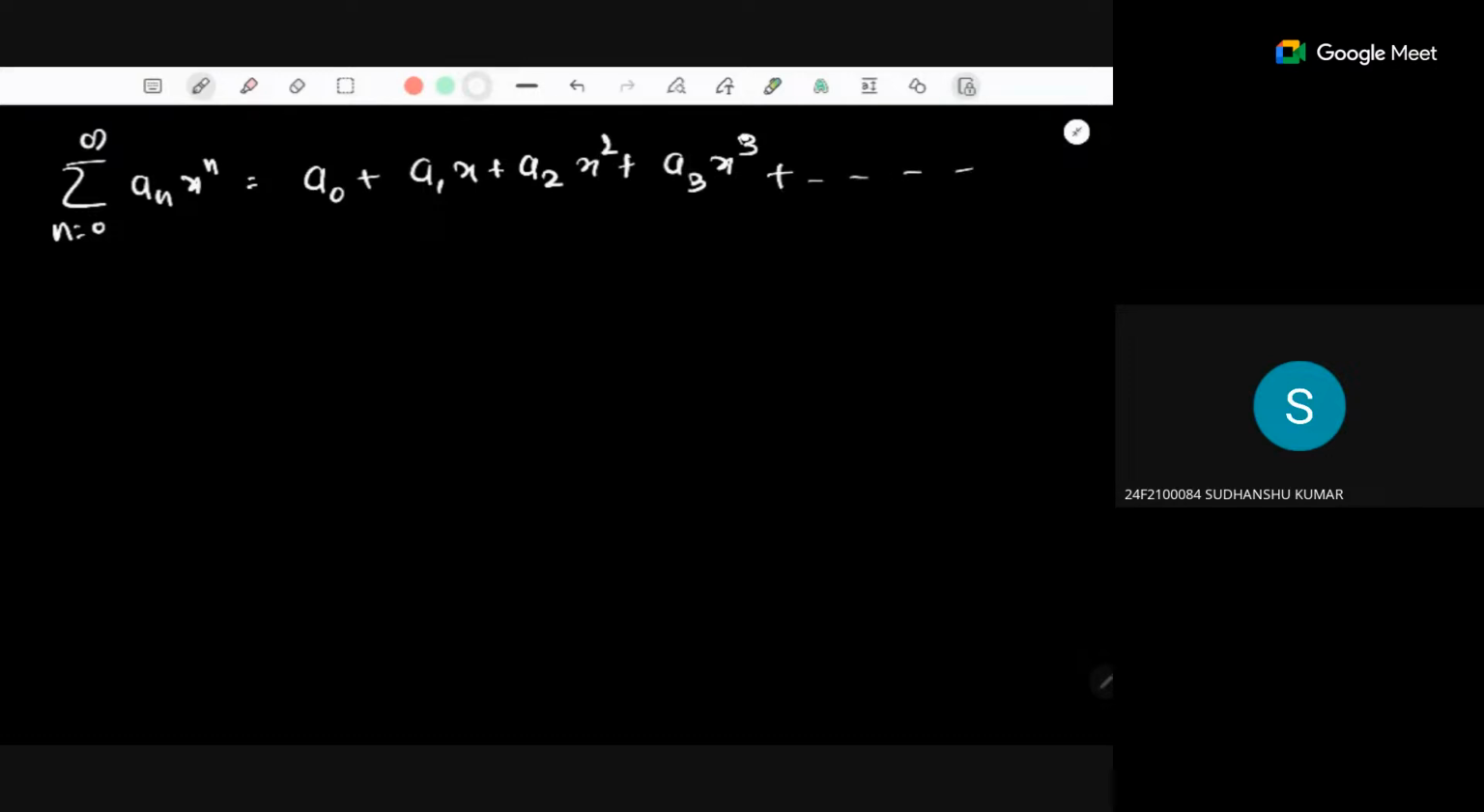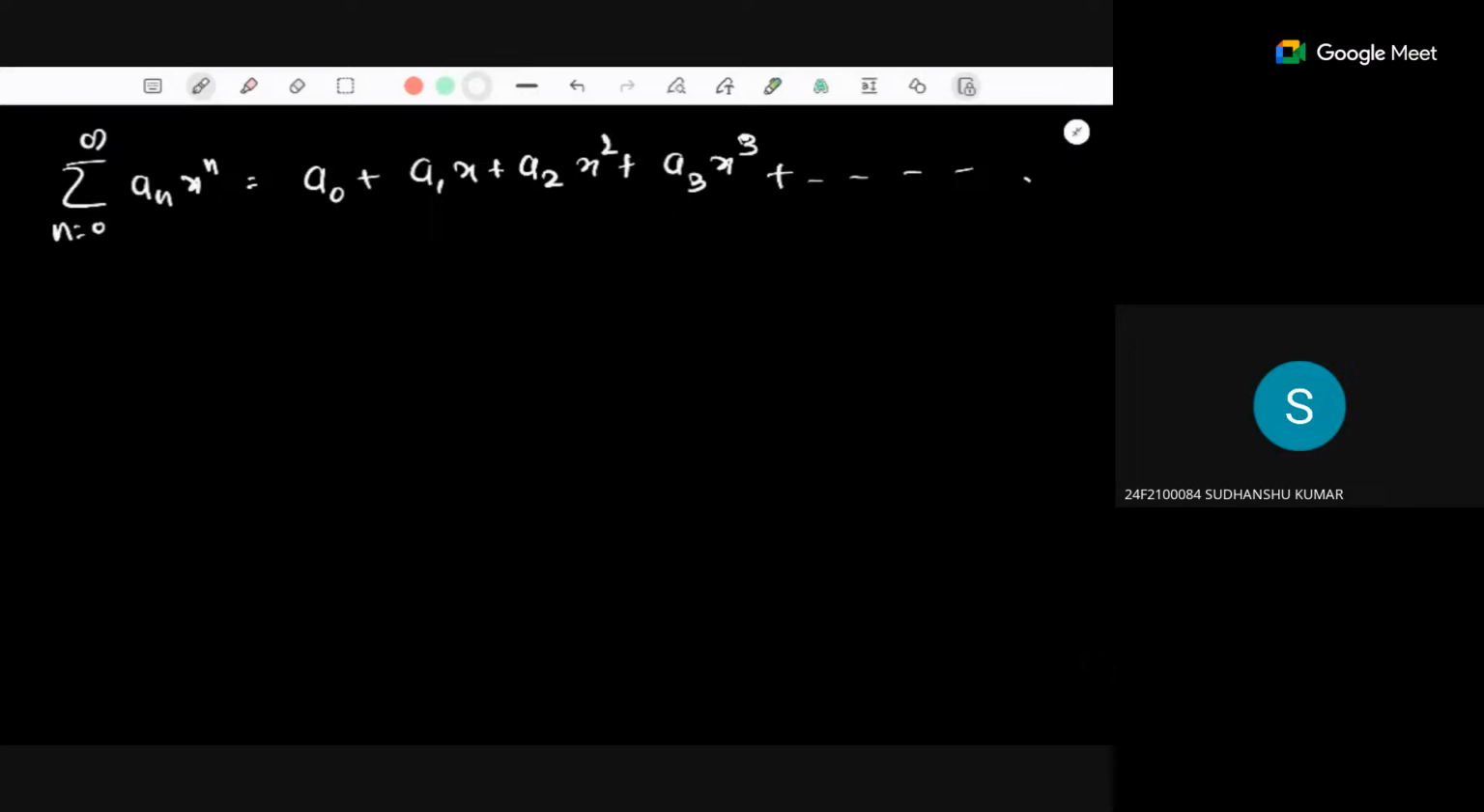So what is the general structure of a power series? Any series of this form, where n ranges from 0 to infinity, a_n x to the power n. So you can say a_0 plus a_1 x plus a_2 x square plus a_3 x cube and so on. Anything of this particular form is known to be a power series, right?